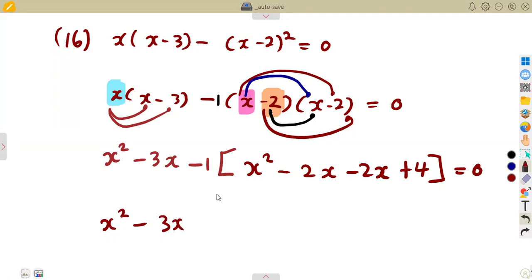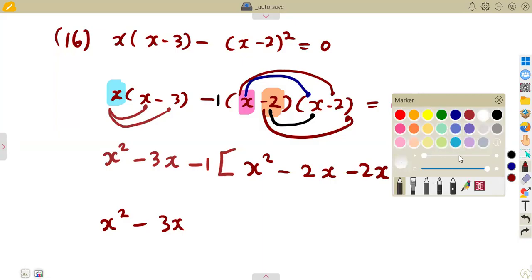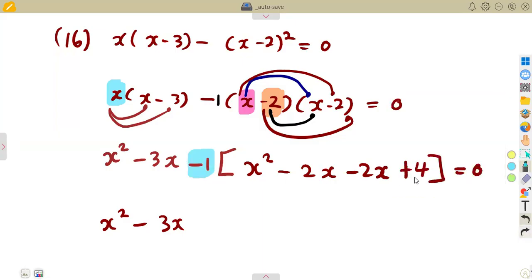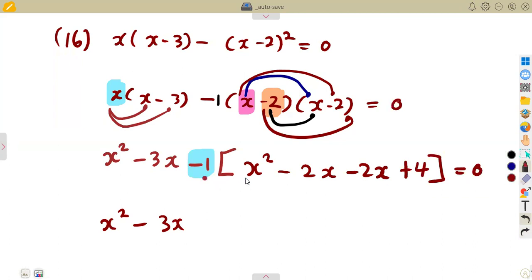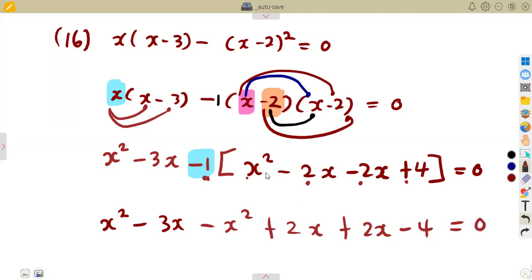Like I was saying, the minus that we are seeing here is supposed to expand each and every term inside this bracket. The -1 is the one in contact with the bracket. So you distribute everything now by -1. That is -1 times x squared, which is -x squared. -1 times this -2x gives a +2x. Negative times this negative is a +2x. Negative times this positive is a -4, and that's equal to 0.